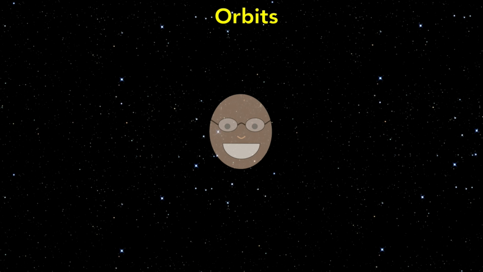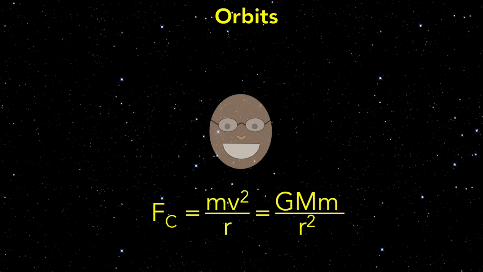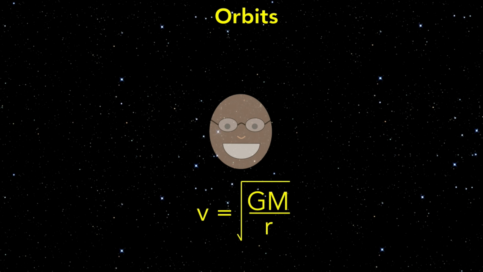Centripetal force is gravitational force, therefore given by F equals mv squared over r, which is equal to G big M little m over r squared. Therefore, v equals the square root of GM over r, and therefore v is proportional to 1 over the square root of r. That's very important. V is inversely proportional to the square root of r. It's very important, you'll see.